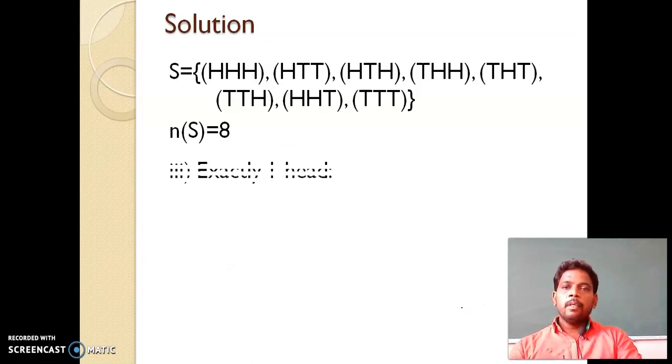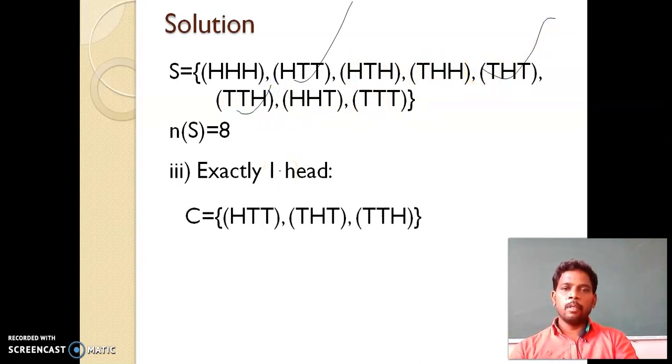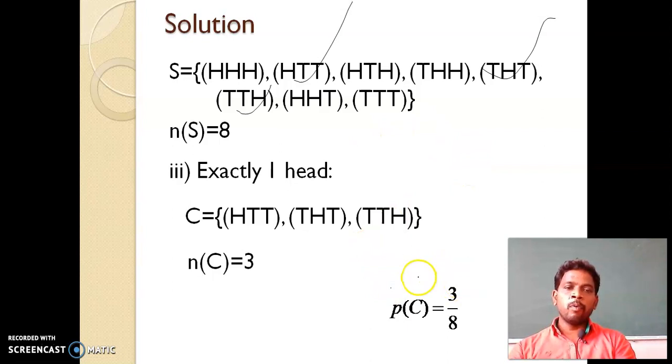Then the next one, exactly 1 head. I need exactly 1 head. Exactly 1 head means we can pick out the combinations with only 1 head. So this one, this one, and this one. Totally 3 only. Let us take this event as C. So n of C equals 3. Therefore P of C equals 3 by 8. That is the answer for the last one. Before finding the answer for probability questions, you should first define the event and the number of favorable cases, then finally find the probability.